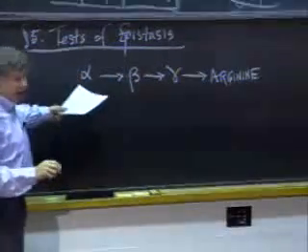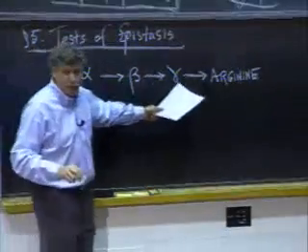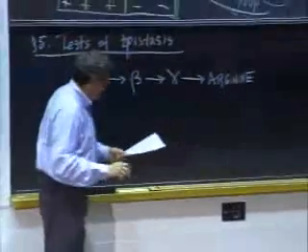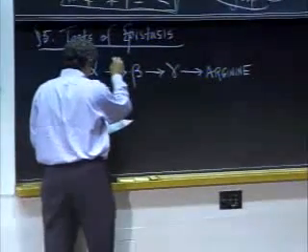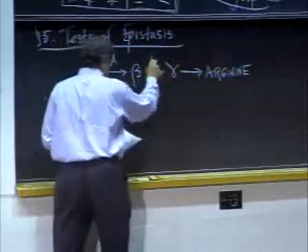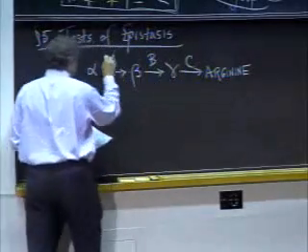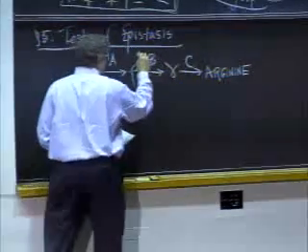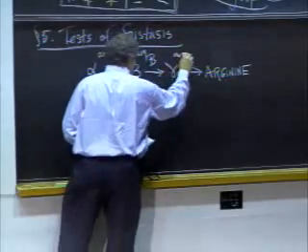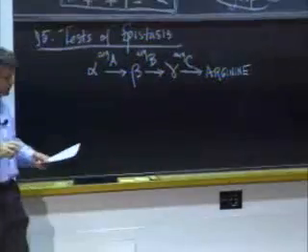Some precursor alpha goes to precursor beta, goes to precursor gamma, goes to arginine. And suppose specific genes were needed to encode specific proteins. I'll call them ARG-A, ARG-B, ARG-C, to catalyze each step of this biochemical reaction.